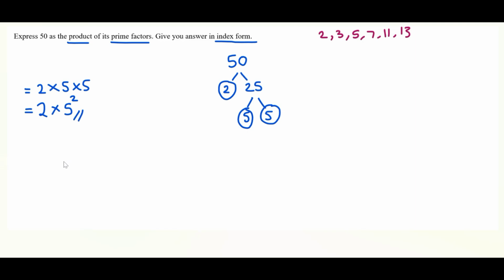A way that we can check this would be to actually multiply all of these numbers together, and that should give us this number here. So 2 times 5 is 10, multiplied by 5 is 50. So that's how we know that this product of prime factors is correct.